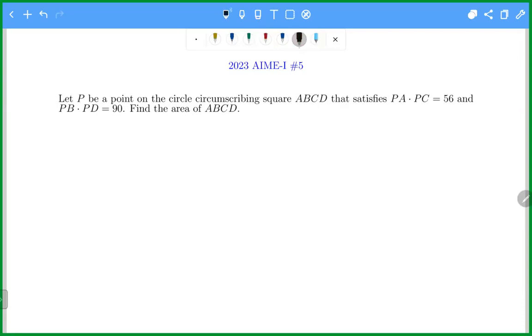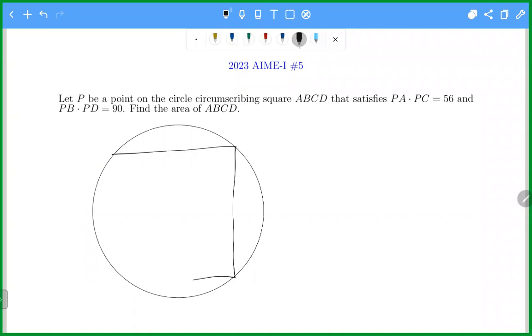I'm going to start with drawing a nice figure. So let this be a circle and let this be a square. Maybe I should draw a better square. No, maybe this one. Oh, much better.